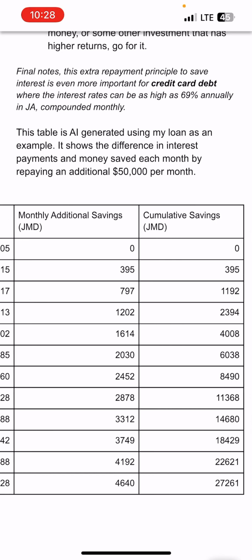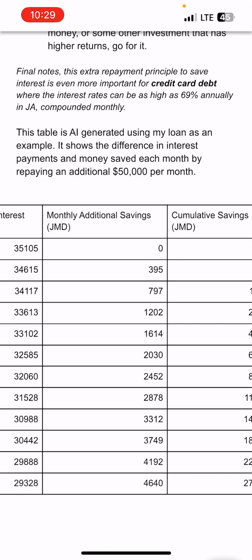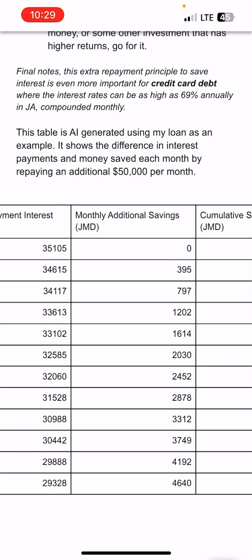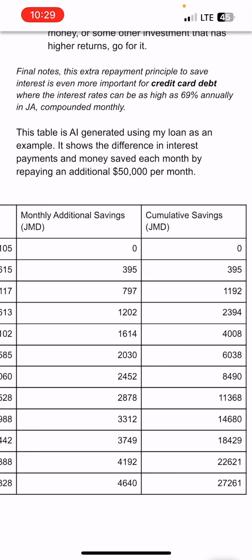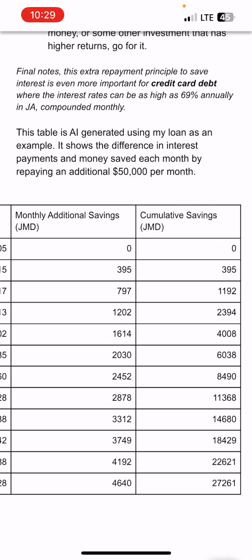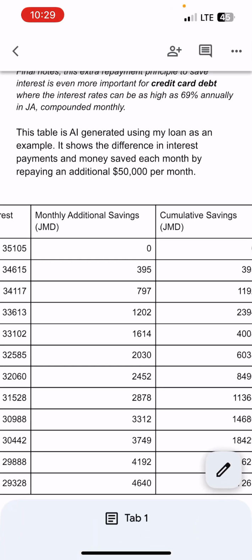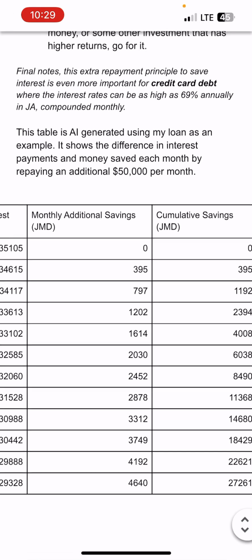Now, each month the compounding is working. As we say, in the first month I paid $50K. I saved $395 in interest. In the second month, I pay another $50K. I'm saving the $395 from before, I'm saving another $395 this month, and I'm saving interest on the first $395. The same thing continues into the fourth month, the fifth month, all the way down.